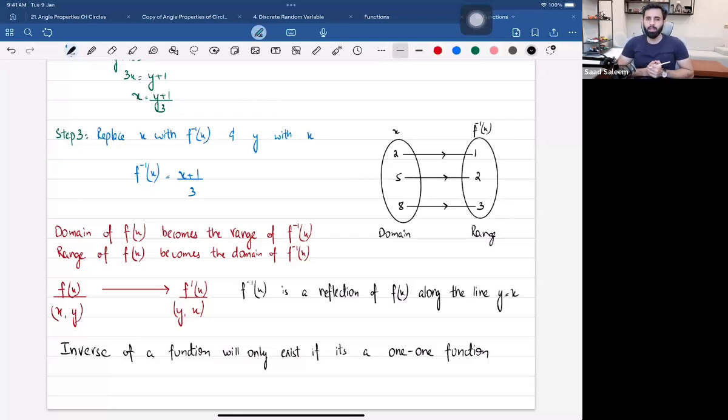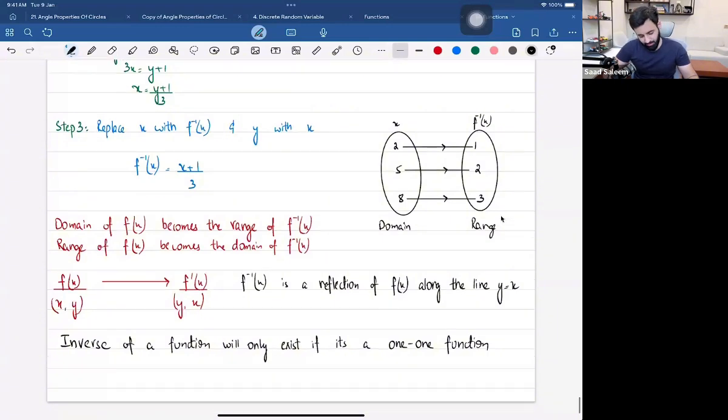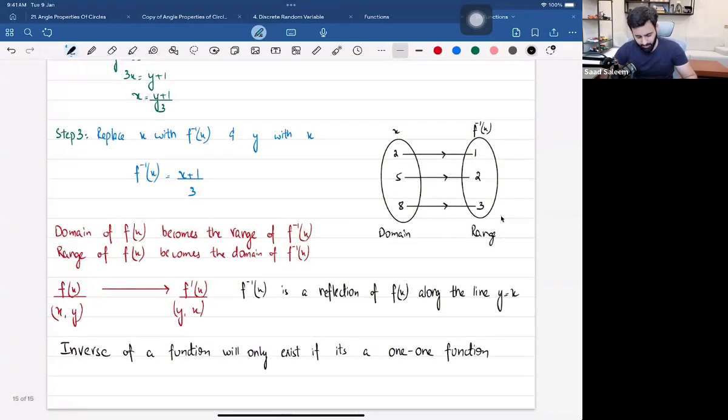Can anyone think about it, and can anyone explain to me why that is? Why do you think inverse will only exist if it's a one-to-one function? Why not of a many-to-one function? It's something to think about. Passes the horizontal line test. Okay, I agree. But why is that? Think about it. It's not that difficult to actually figure it out.